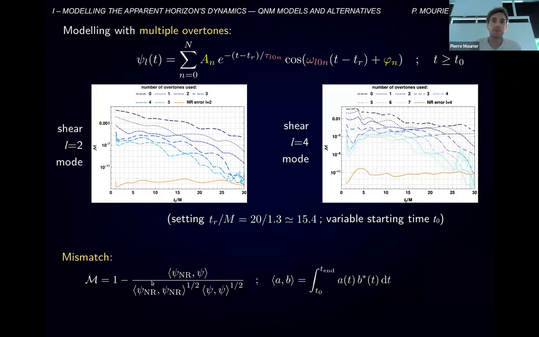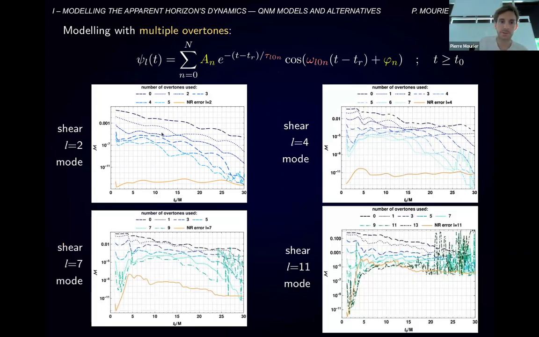So for that, we consider a model which includes overtones in addition. We consider any given number of overtones in the model, where the frequencies and damping times are given by the GR values and the amplitudes and phases have to be fit for. And then we compared the mismatch of this model to each of the shear modes. For most of the modes, we can see an improvement of the match, as expected, as we start looking at the shear modes at later and later times, so deeper into the linear regime.